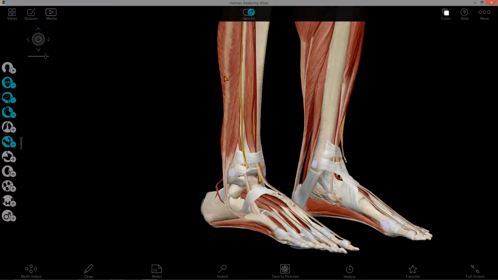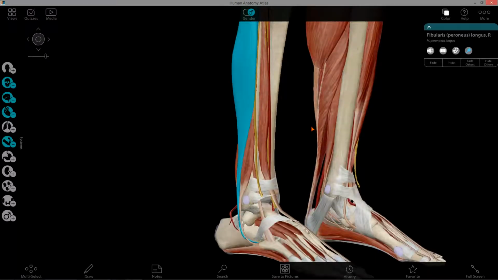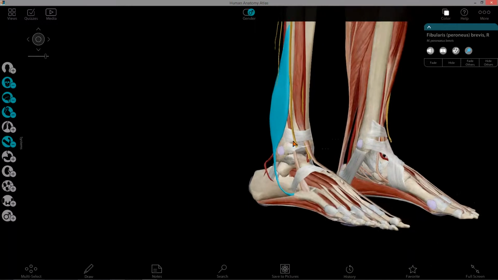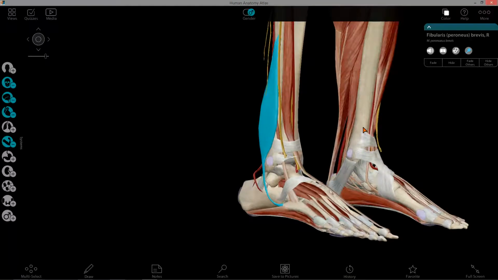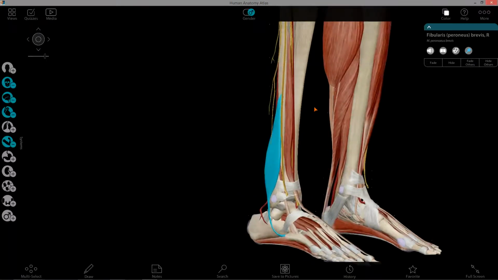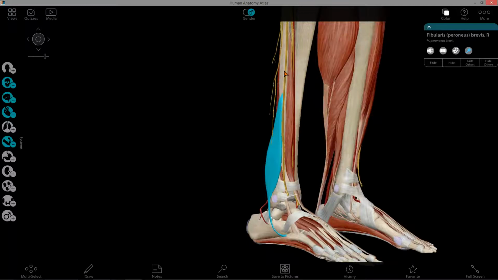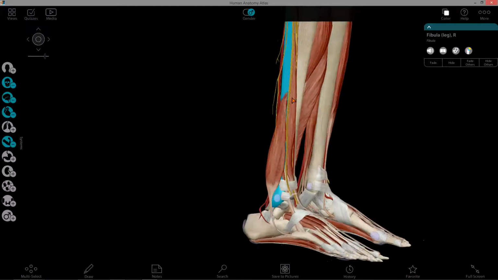Now, since there's a longus, of course there is a Fibularis Brevis. I'm going to hide longus, and here we can expose Fibularis Brevis. It has the same action, but the only difference is that it attaches much more distally along the fibula, highlighted here, kind of on that distal 1/3 or 2/3 of the fibula.